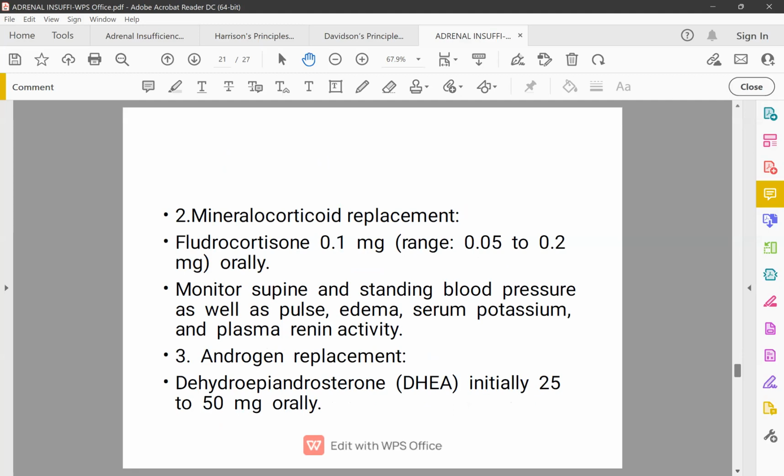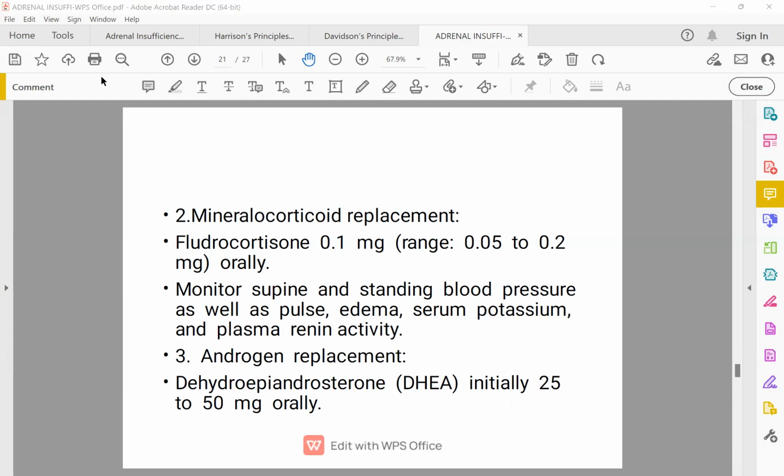Second is mineralocorticoid replacement. Normally we give fludrocortisone, at a dose of 0.05 to 0.2 mg. The most used dose is 0.1 mg orally. Along with it, we monitor supine and standing blood pressure, as well as pulse, edema, serum potassium and plasma renin activity. The last one is androgen replacement, like dehydroepiandrosterone. Initially we start with 25 to 50 milligrams orally. We are replacing the sex steroids also by DHEA.